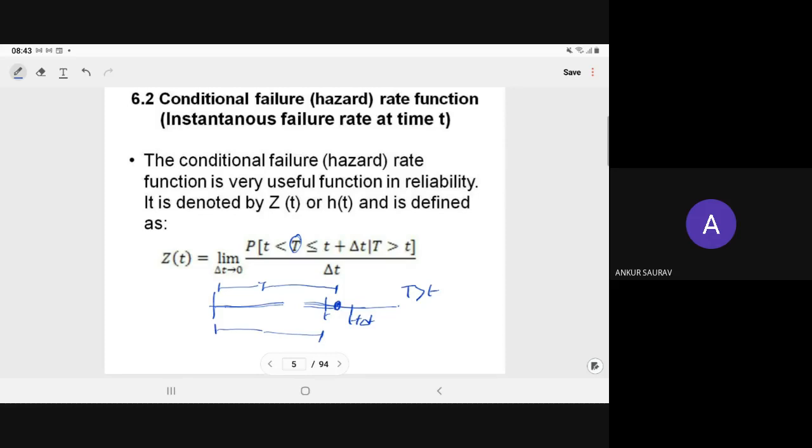So z(t) denotes the rate. Rate means divided by delta t. You can say it is the conditional probability that the time to failure lies between t and t plus delta t, given that T is greater than t, divided by delta t. We call it the hazard rate function or the instantaneous failure rate. That means at this instant, what is the failure rate that we are computing? So using the conditional probability, we are writing this hazard rate function.